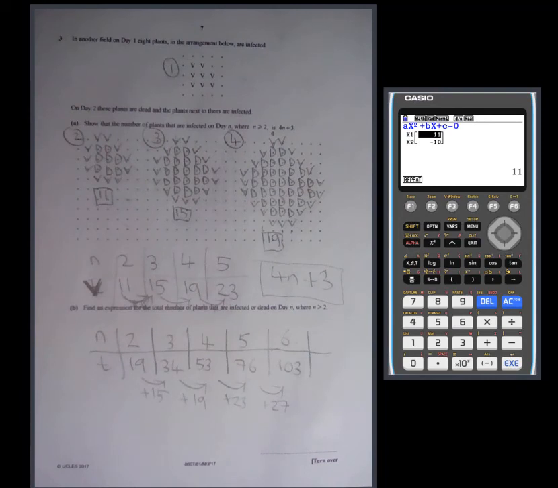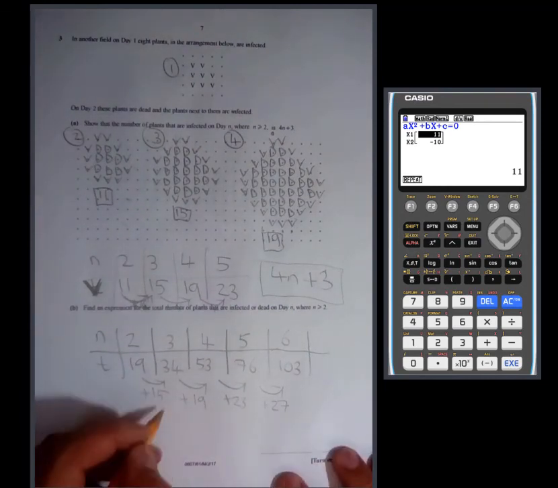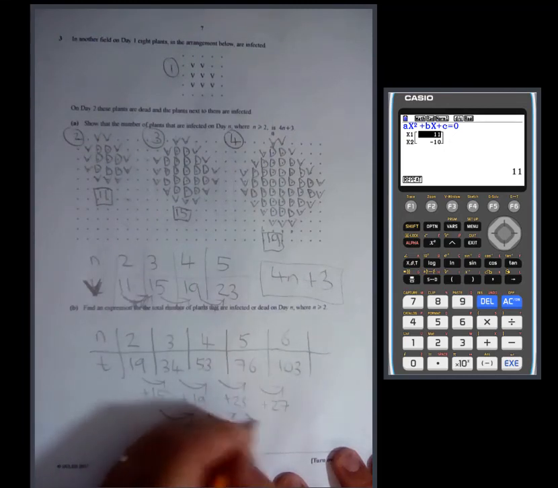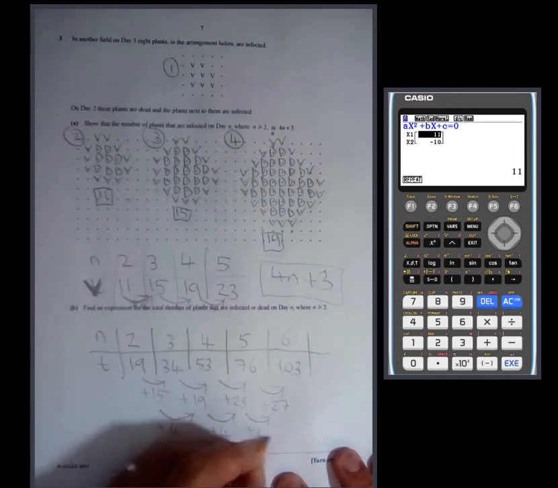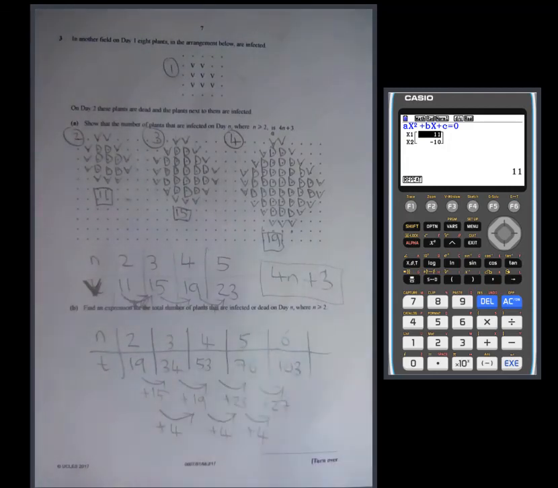So what we need to do now is find an expression, and I'm looking at this. There is a constant second difference, plus 4, plus 4, plus 4. It's quadratic. I'm going to go straight to the regression tool and work this out.